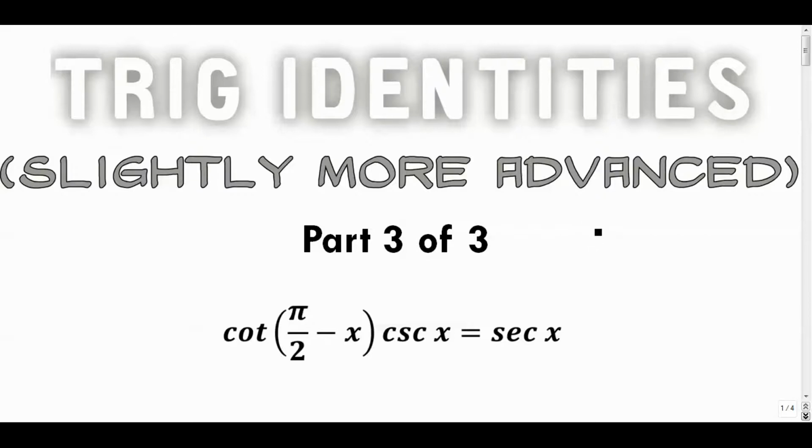But if this is like the first video that you're watching on identities, I would definitely stop right now and go back to the previous ones, starting with the simpler ones in my first 3-part series. In this one, I'm going to go through 4 more advanced verifications. We're going to use some cofunctions, some odd evens, some double angles, and of course we're going to continue to use our reciprocals, our Pythagoreans, and a ton of algebra. So let's go ahead and get started.